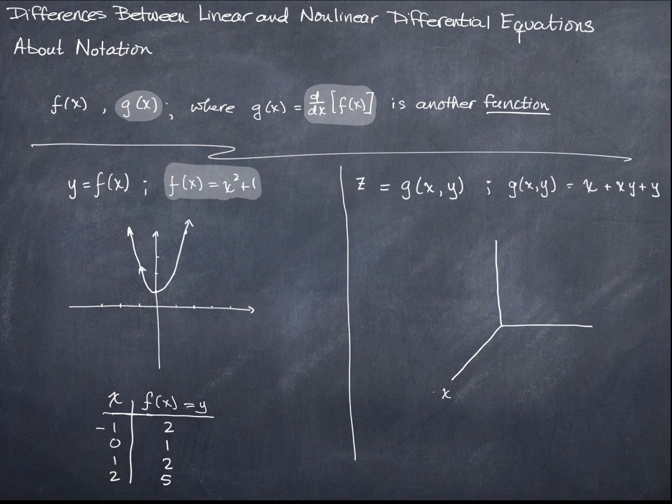This is the positive x value, positive x-axis rather. This is the positive y-axis. The negative x-axis goes back here. The negative y-axis is back here. And this is the positive z-axis. The negative z-axis is down here.